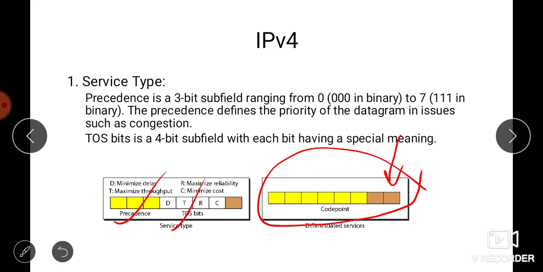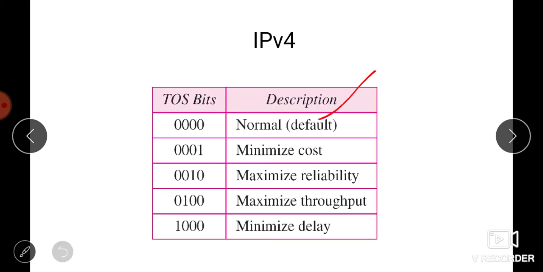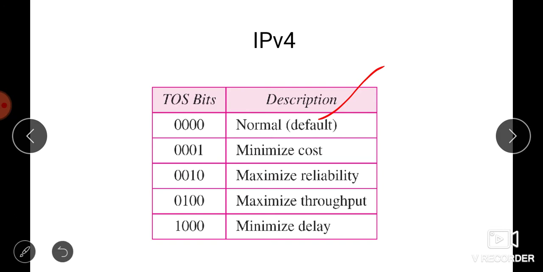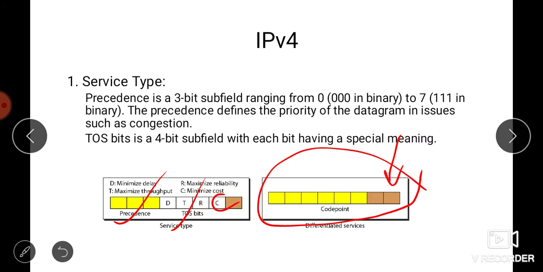Now we will see which bits are for which operation. If it is normal operation then it is 0000. Minimize cost means the C bit has to be 1, so it will be 0001. If we have to minimize the delay, then we have 1000. Maximize throughput means 0100, like this. In each and every combination only one bit can be 1, because we can guarantee only one service.